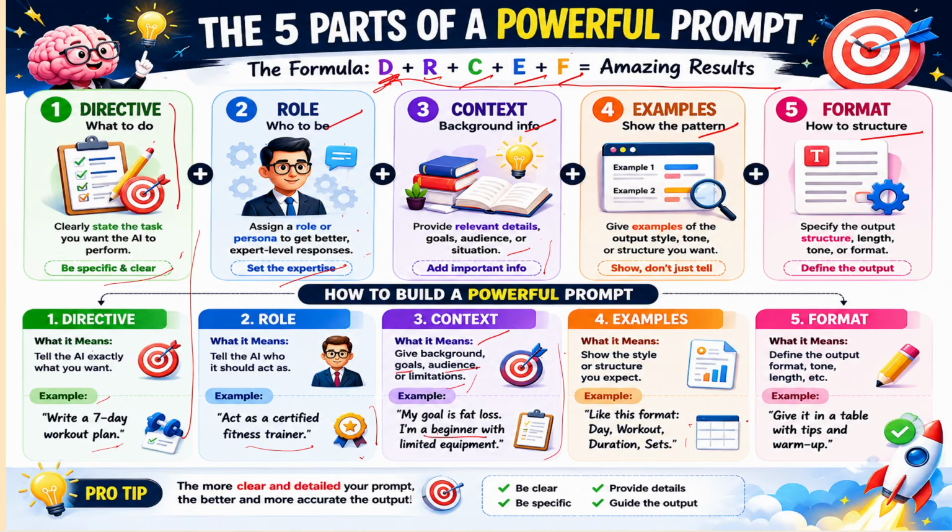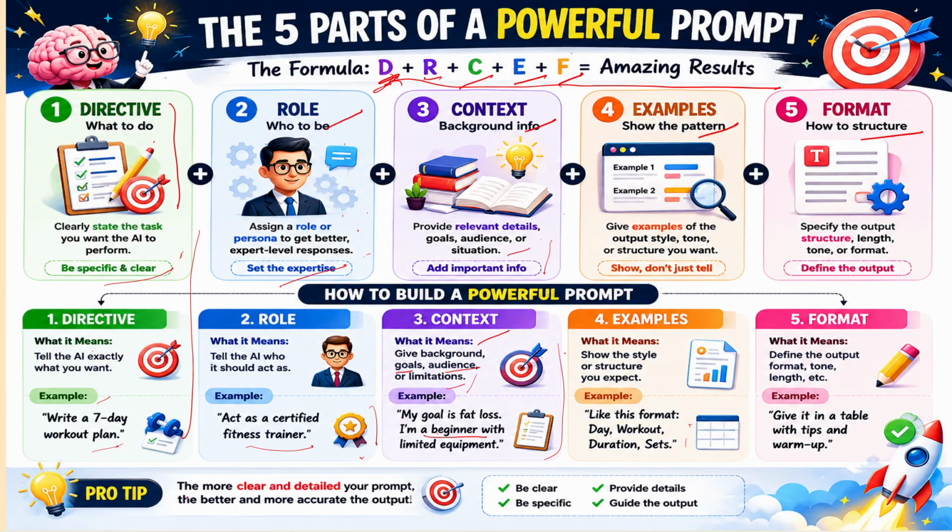Say, an example here would be: give it in a table with tips and warm-ups. So this would be the output format that we require. And earlier I also said the example with the format; both would be ideal. So the components, directive, role, context, examples and format, all these bundle up to form a good prompt structure.